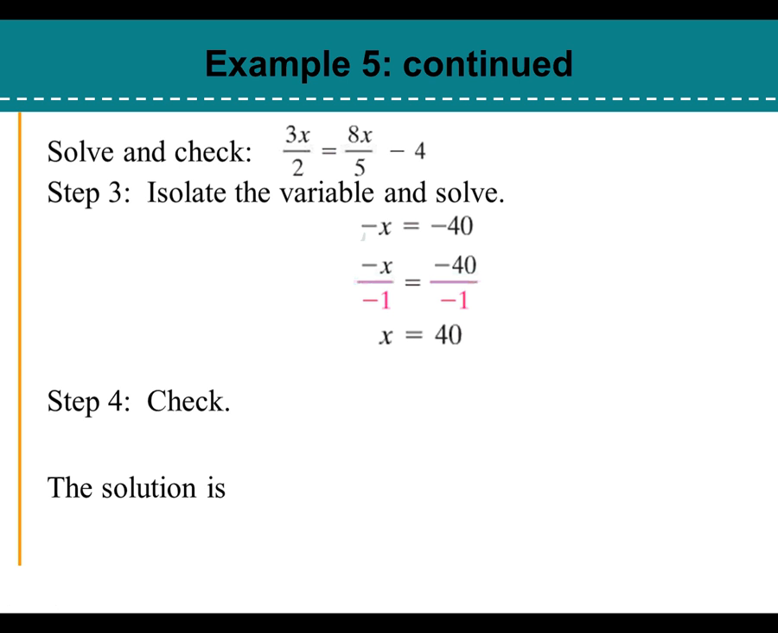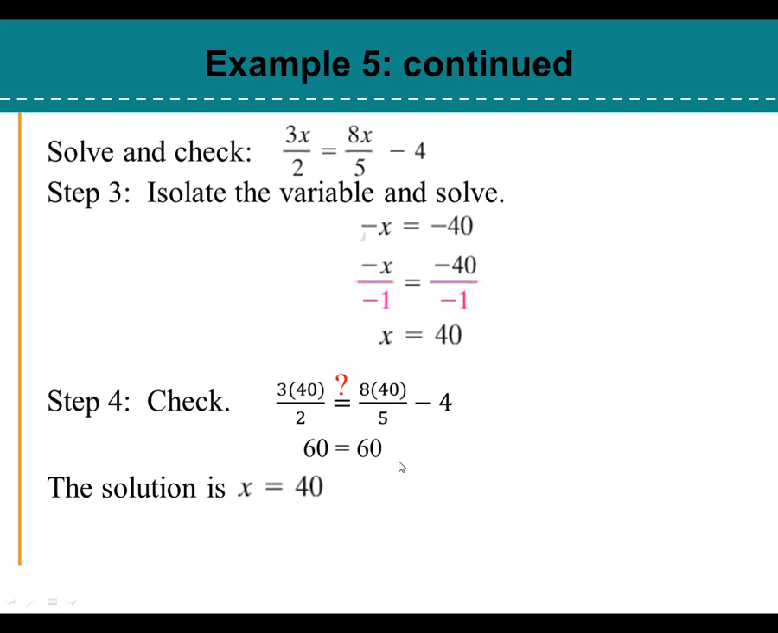Now remember, you can check your answer. Take this equation, and wherever you see x, we're going to put 40, so it'll look like that. Then you're going to put this in your calculator and get a number, and you're going to put that in your calculator and get a number. And as long as those two numbers are the same, you know that your answer is x equal to 40 and your answer is correct.